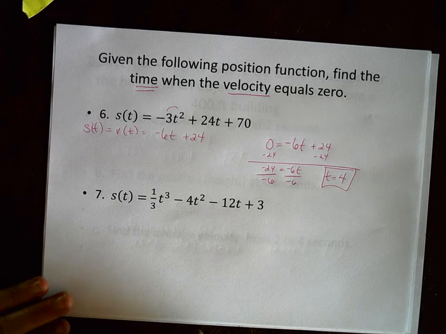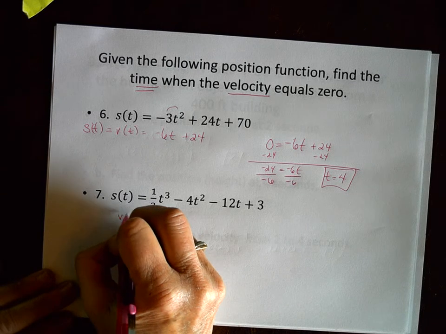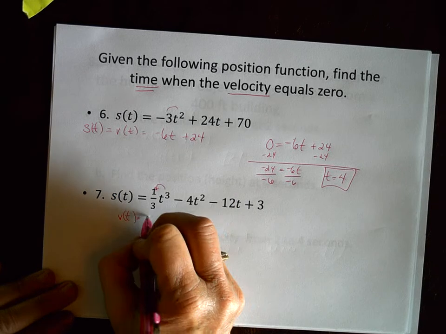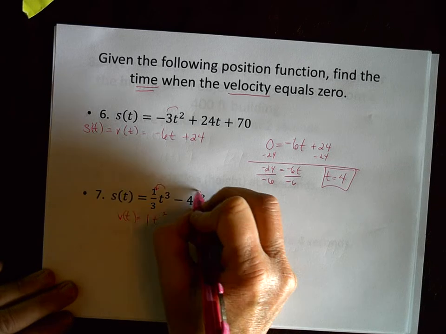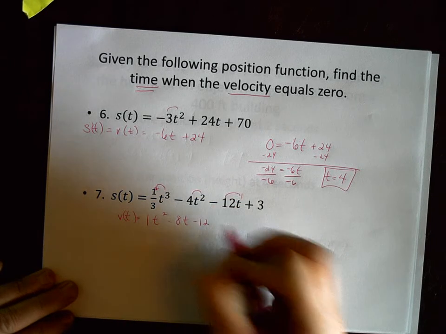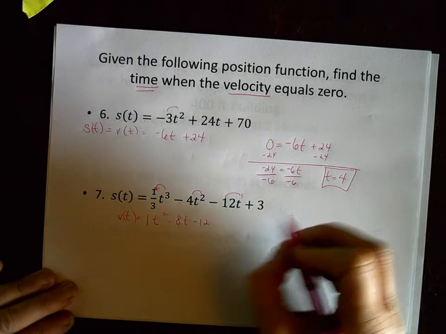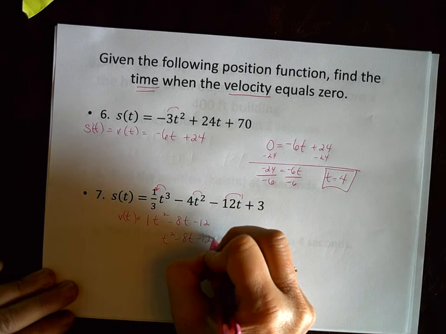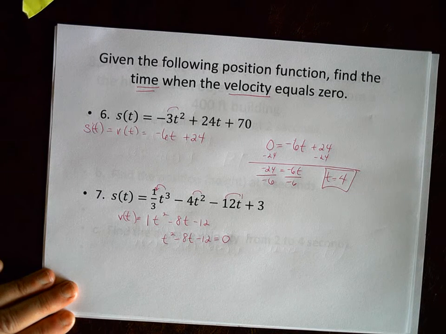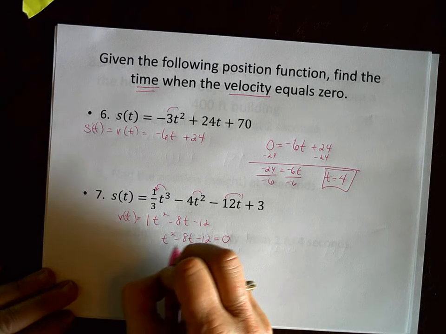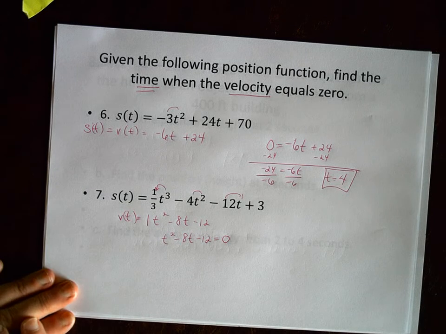Same thing on number 7. We're going to find the velocity function, which is the derivative. 1/3 times 3 is 1, t squared, minus 8t, minus 12. And we want to know when this is going to equal 0. Okay, now, again, sometimes things equal 0 more than once. This you're going to have to factor. So what multiplies to be negative 12 and adds to be negative 8?